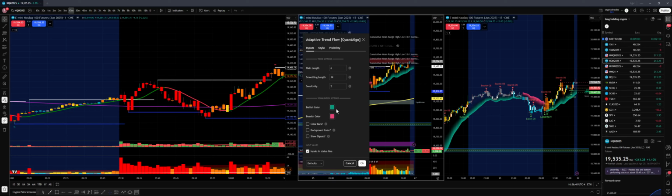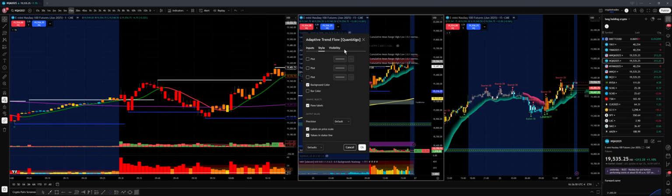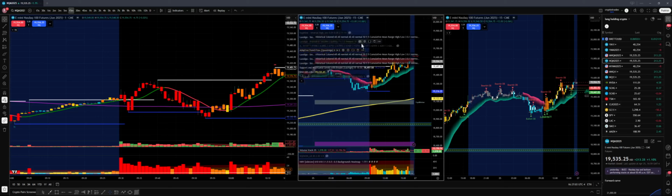And I got the colors green, and I changed it to purple because the red was a little bit too much for me. So you can change it to red, whatever colors you want. Pick whatever you feel comfortable with. In order to make things a little less active on the charts, I just have background color checked off, pane labels, labels on price scale, and values and status. So now that you have that set up, that's cool.